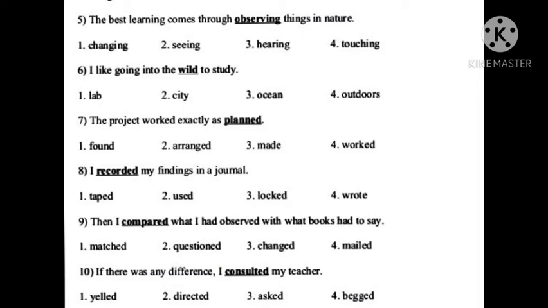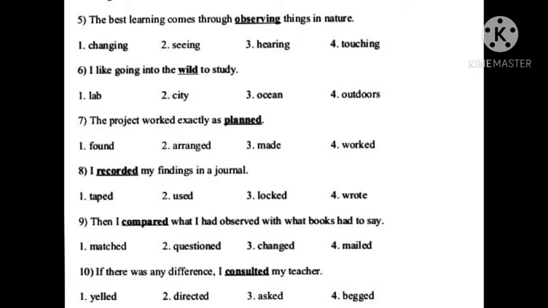The project worked exactly as planned. Planned is nothing but we are planning something. So we can say the answer can be arranging. We are planning to do something, we are arranging something. Okay. I recorded my feelings in a journal. So, recorded feelings in a journal means the way we are writing. Journal means on a paper we write something, that is called a journal. So normally we write. So the meaning for that is wrote.